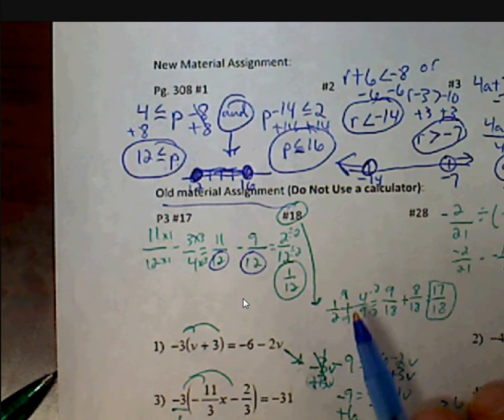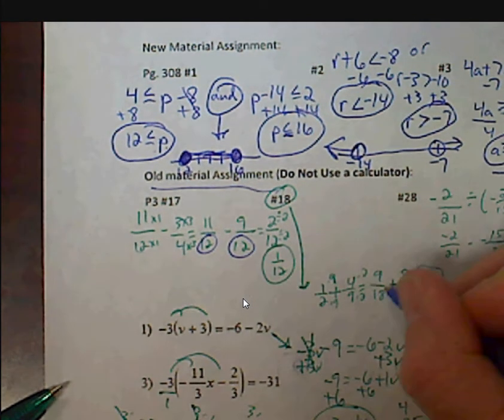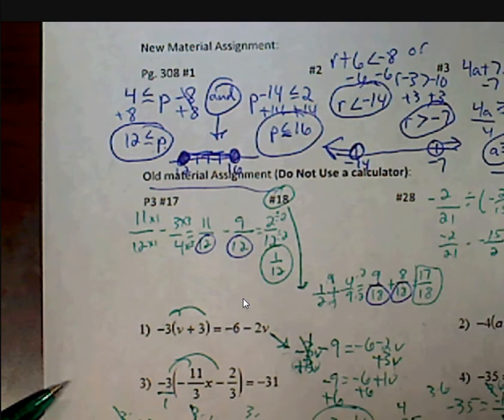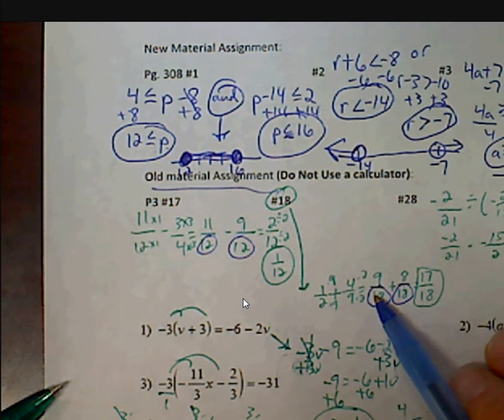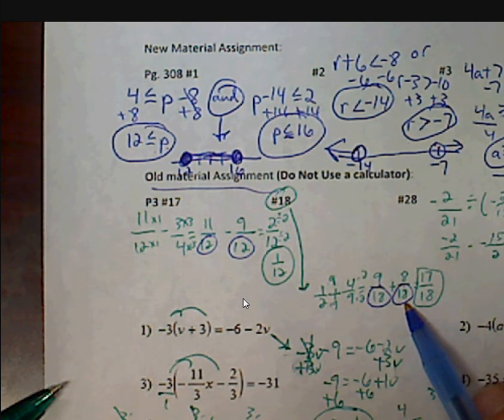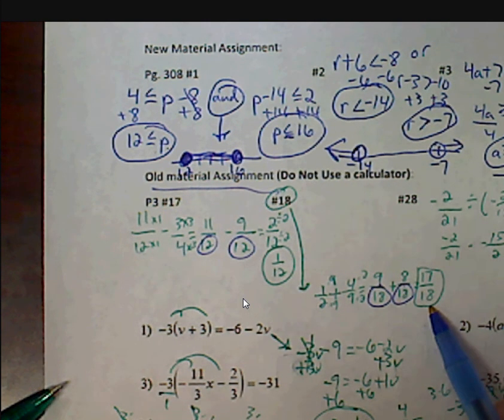Number 18, we have 2 fractions. If we are adding fractions, we need to come up with a common denominator. My common denominator would be 18. 1 over 2 becomes 9 over 18. 4 over 9 becomes 8 over 18. 9 plus 8 is 17, and we always keep the denominator the same, 17 over 18.